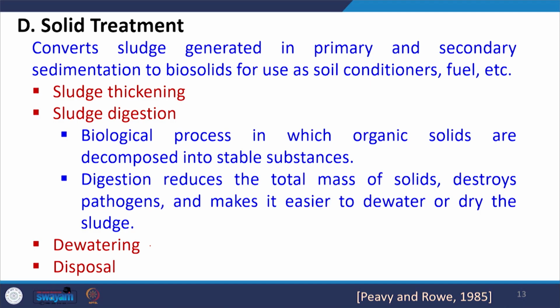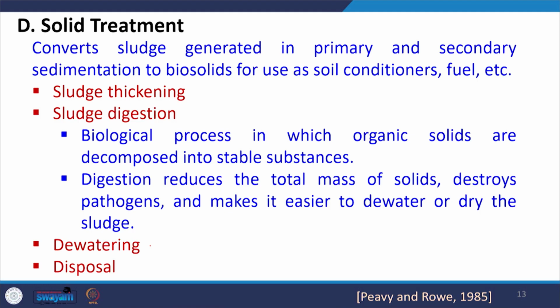Finally, there are a lot of solids which are generated. During primary treatment we have solids getting generated, and during secondary treatment we also have solids getting generated. So, these solids generated in the primary and secondary treatment can be reused because they contain a lot of organic matter. But before their use there are various steps that have to be performed, and this solid is generally referred to as sludge.